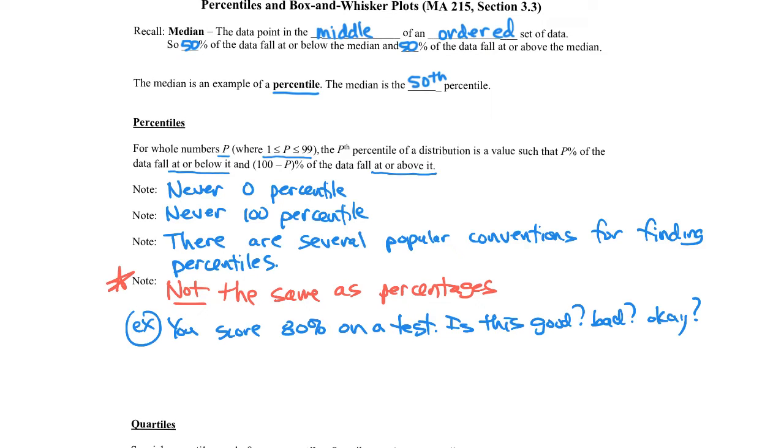So as an example, what if everyone else who took the test scored above 85%? Right? Well, then that score of 80% doesn't look good at all, right? If everyone else who took the test scored above 85%, assuming there's a decent amount of people taking the test. So percentiles show how you rank with your peers.